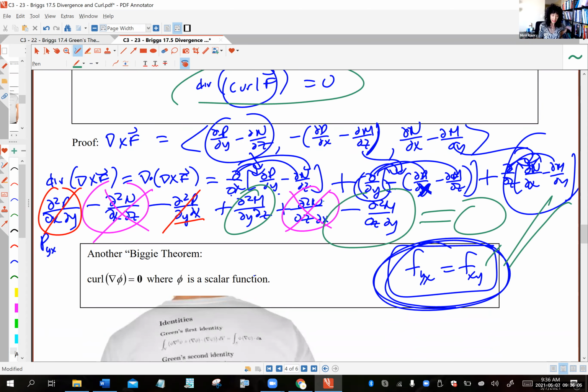Now, there's a second biggie theorem relating divergence and curl, although it's not really divergence and curl. To be honest, it's relating curl with a gradient, because this is not divergence. You've got that differential operator, but phi is a scalar function. So another way to denote this would be grad phi, the gradient of phi.